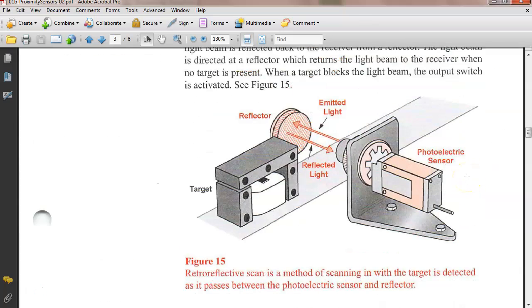And then we have retroreflective. Retroreflective, we have a retroreflector on one side. Then we have a transmitter receiver on the other. Here it works kind of like the through the beam. What advantages does retroreflective have over through the beam? Yeah, it doesn't have to be perfectly aligned, right?